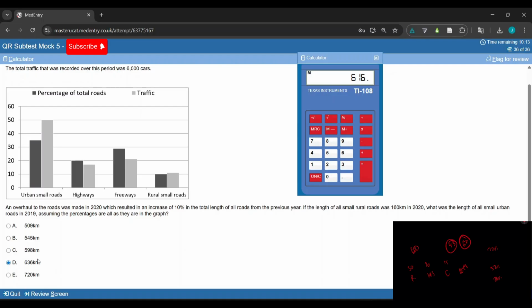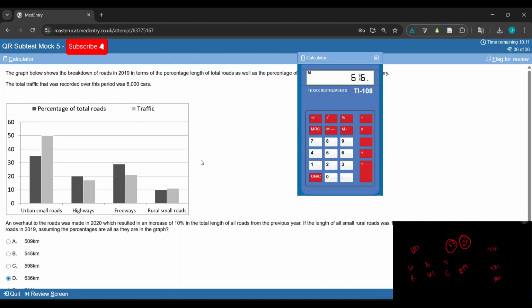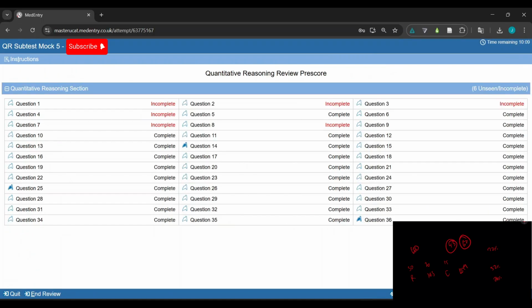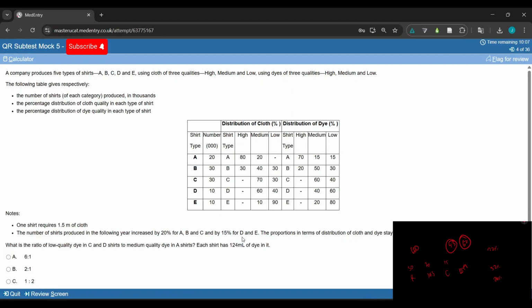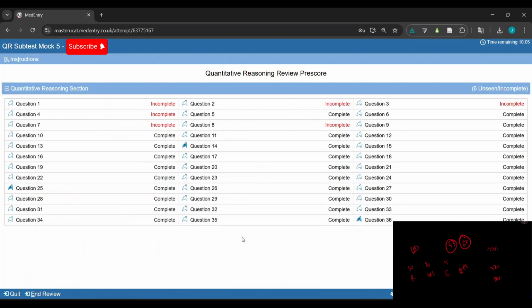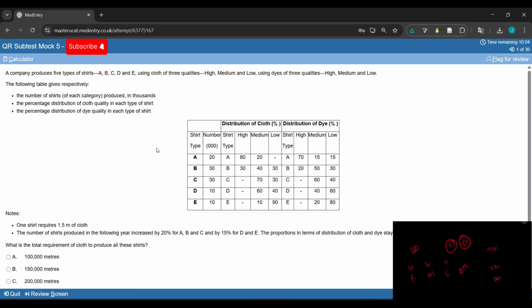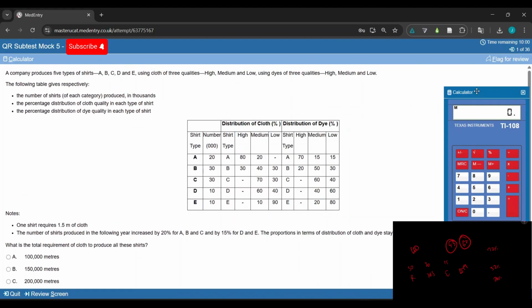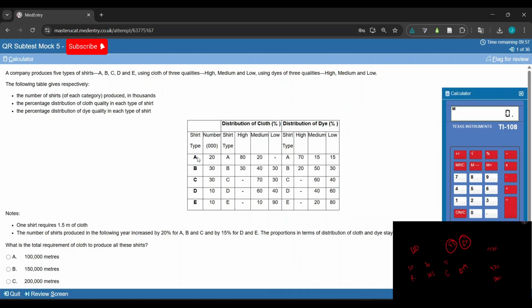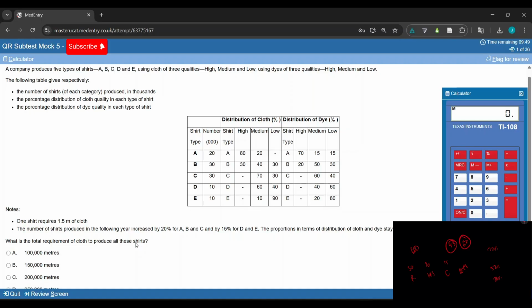So why can't it be this one? Okay, this one's still... Okay, let's try and do this one then. So what's the total number of cloth to produce? To produce all these cloth, the following table gives the number of shirts produced in thousands, the percentage quality distribution of cloth quality. Okay, what's the total amount of cloth to produce all these shirts?